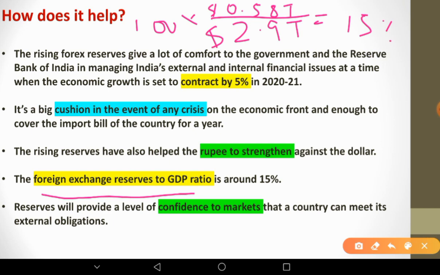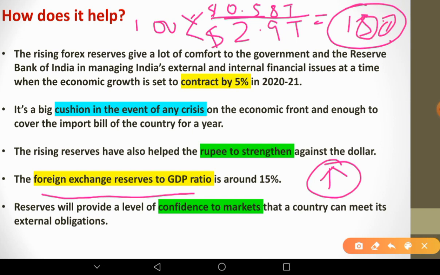So the crux is, the higher the foreign exchange reserve to GDP ratio, the stronger and better is our economy. So the numerator should be more, then only we will have a better percentage. If it's equal to our total economy, let's say $2.9 trillion, that will be a 100% ratio. That's the best case, where we would have at least 10 years of import cover, but that's not a practical case.